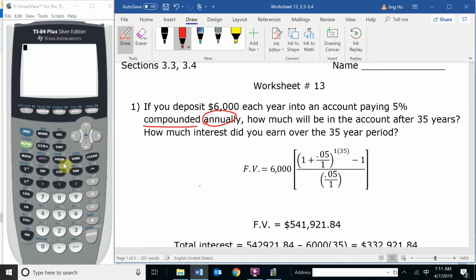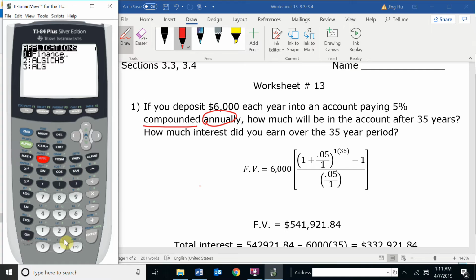So now first we press APPS, this button, choose the first option, finance, and the first option again, TVM solver. The simple strategy here is the last 3 rows we don't really change. We just don't touch it. So we only focus on the top 5 rows.